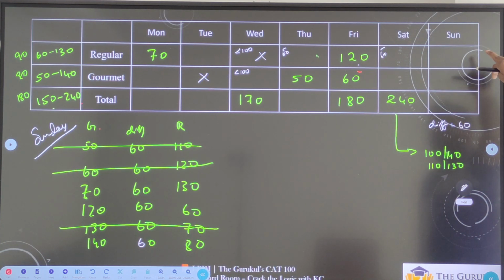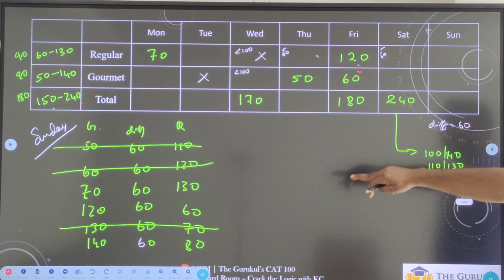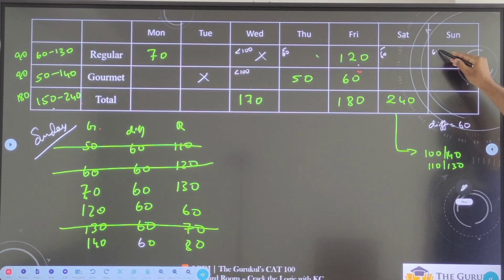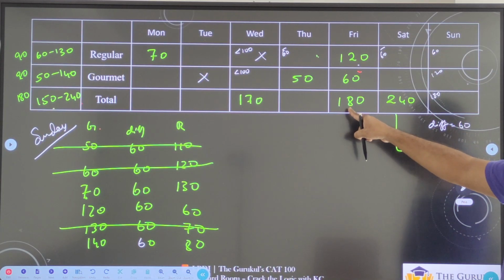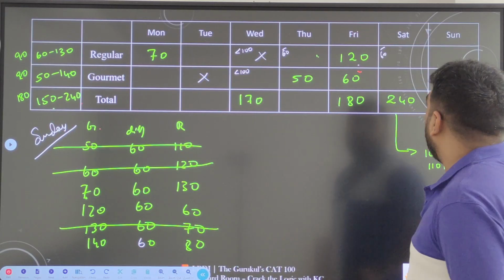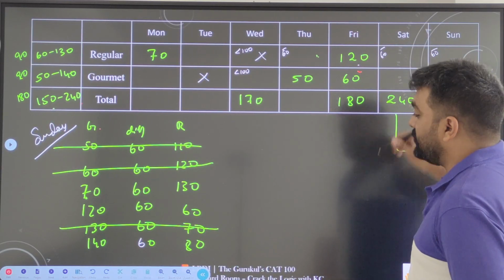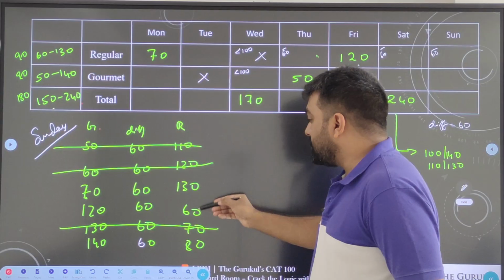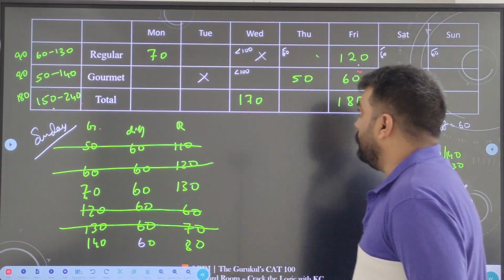Okay. Regular Sunday, I have two possibilities. We are left out with 60 and 120. If 60 is coming here, then 120 should come here. Then this will be equal to 60 plus 120, which is 180. But 180 is already occupied here, which means 60 cannot be on Sunday, which is for regular. So regular 60, remove this case also.